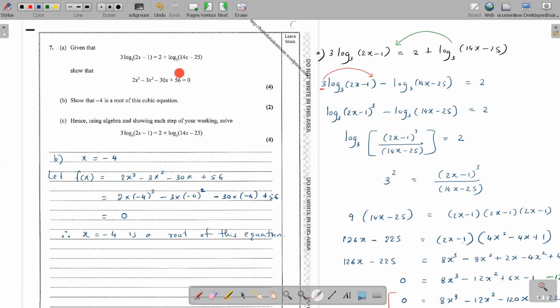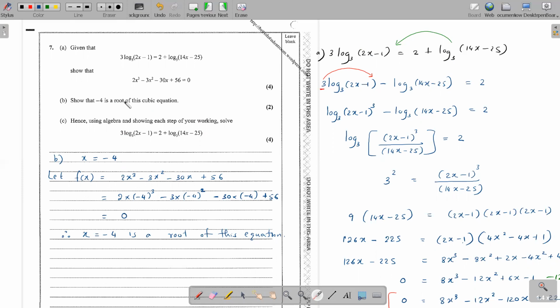So in the process of simplifying part A, we actually came to this equation, isn't it? 2x cubed minus 3x squared minus 30x plus 56. This cubic equation should give you the necessary solutions for this logarithm question. So you can see now it's a cubic equation that I need to solve.